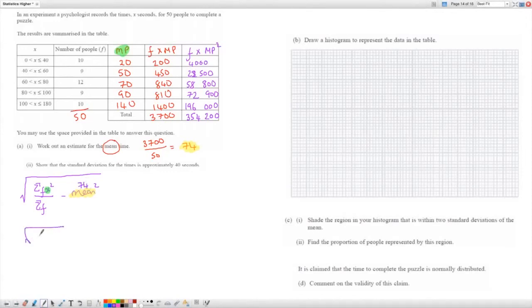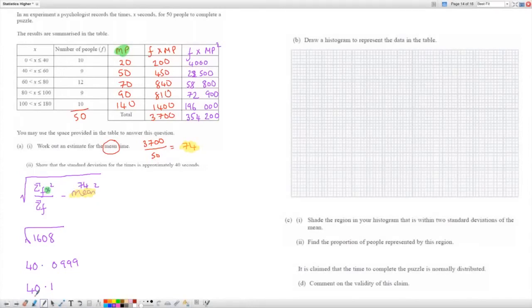We then have the square root of 1,608. Square rooting that will give us an answer of 40.0999. Rounding, we have 40.1. So therefore, the standard deviation is approximately 40 seconds.